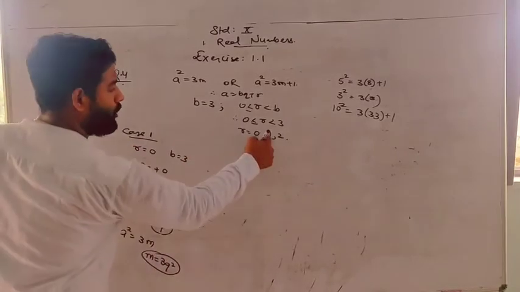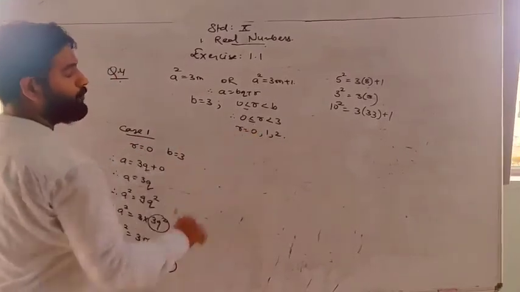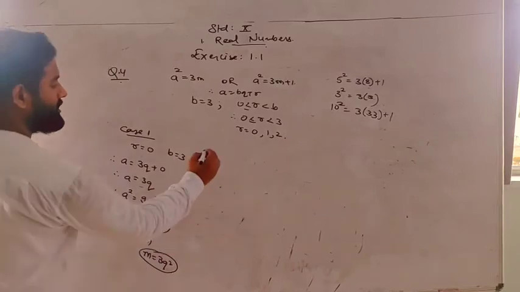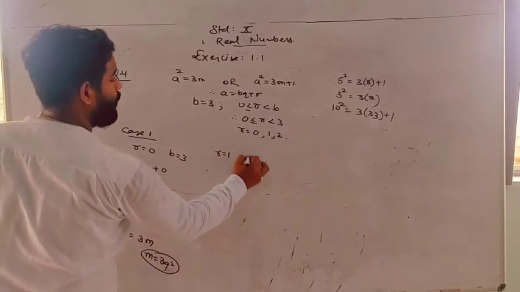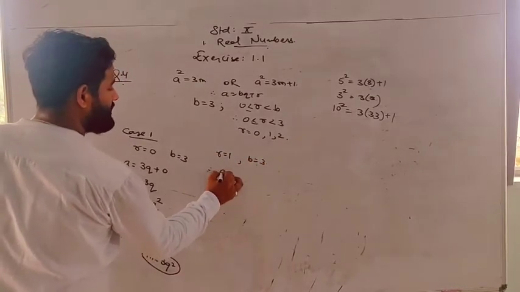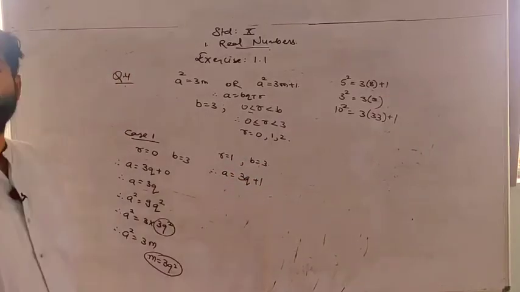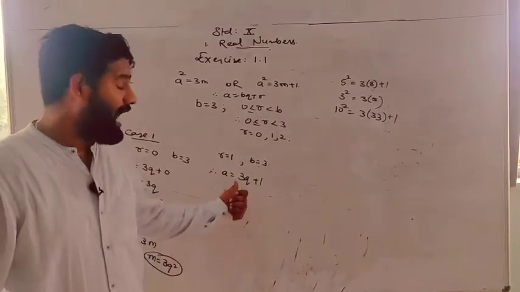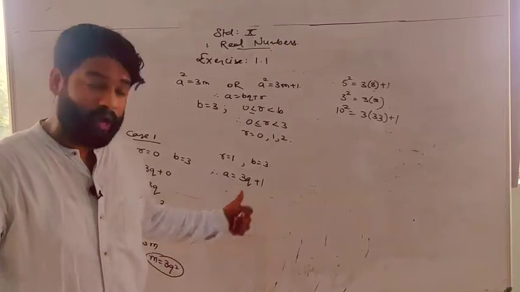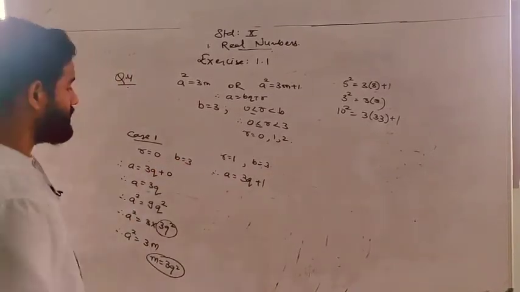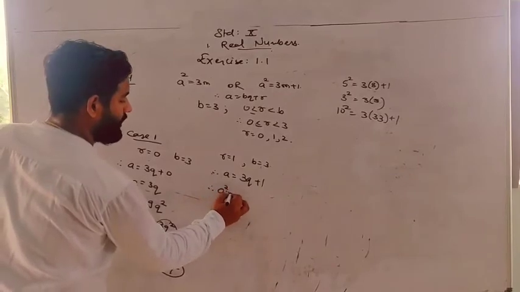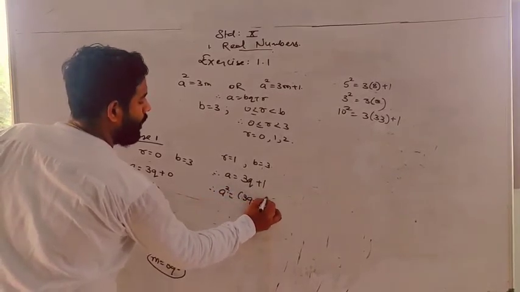Now I took r equal to 0. Now I have to take r equal to 1. So let us take r equal to 1, b is going to be 3. So a is equal to bq plus 1, 3q plus 1. But again I have to find out the square. So I have to do the squaring on both the sides. So this will become a square and this will become 3q plus 1 whole square.